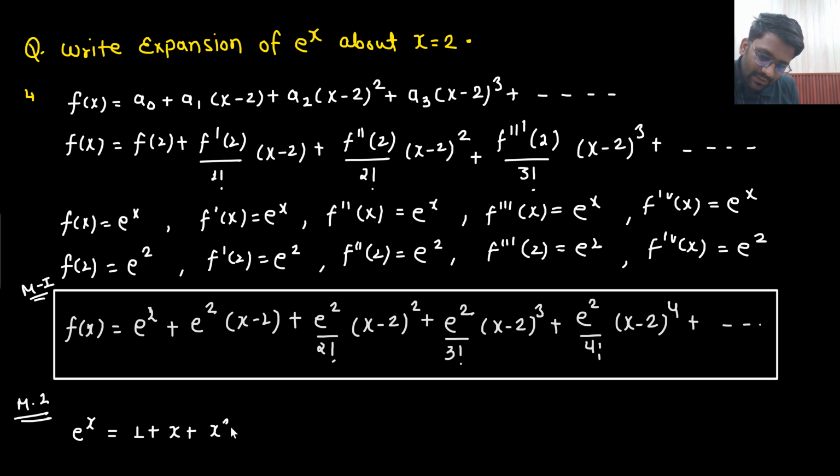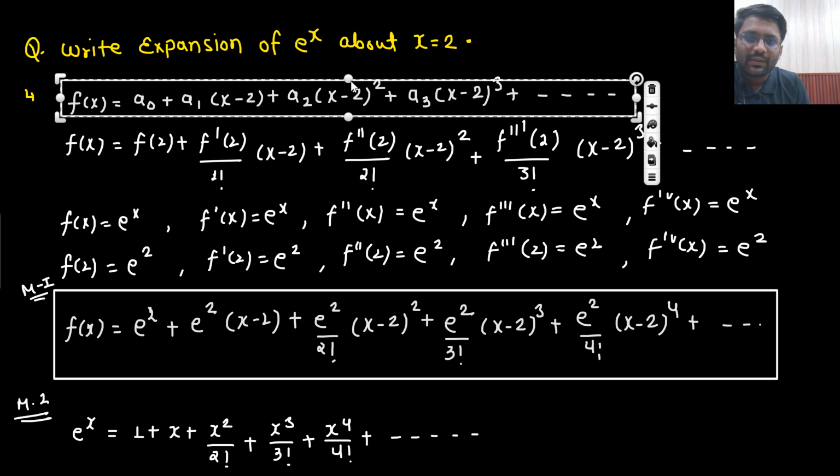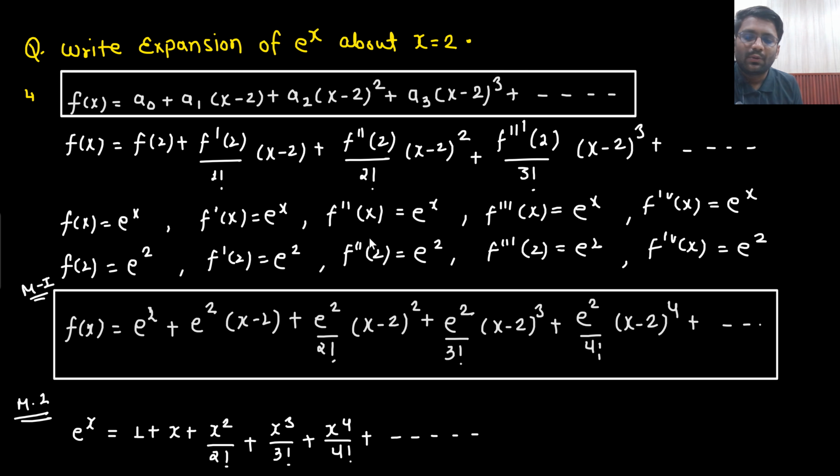I remember that e to the power x could be written as 1 plus x plus x square by 2 factorial plus x cube by 3 factorial plus x to the power 4 by 4 factorial and so on. I remember this thing. What do I require? I require this form: some constant value, then (x minus 2), then (x minus 2) whole square, (x minus 2) whole cube. That means in place of x, I need x minus 2. So let's do it. Replace your x with x minus 2.